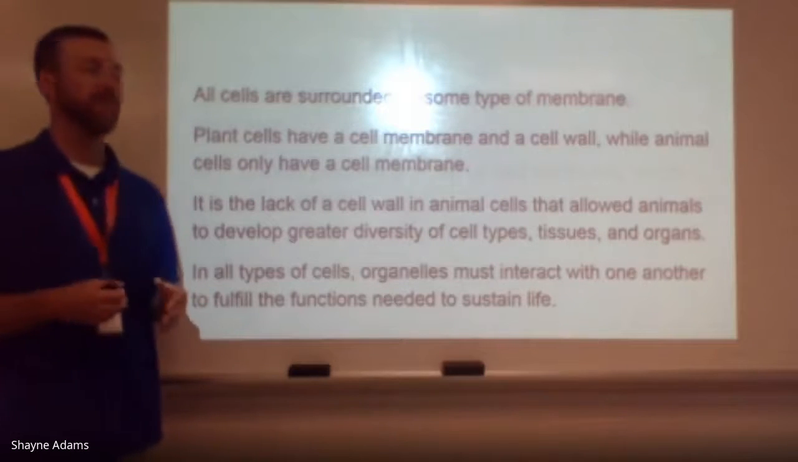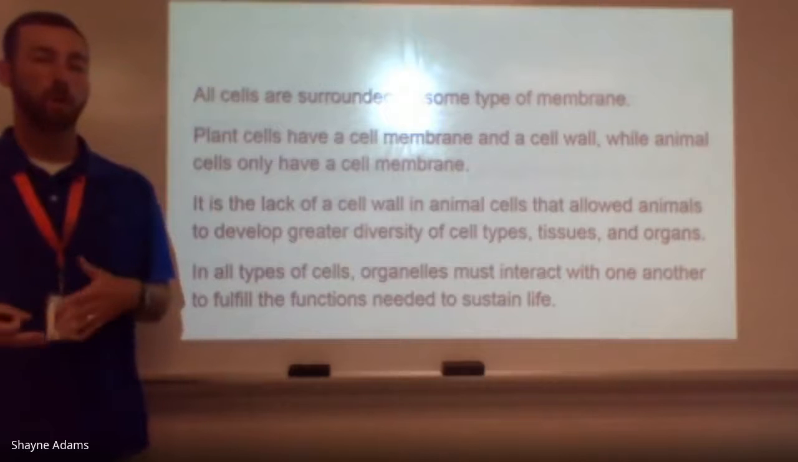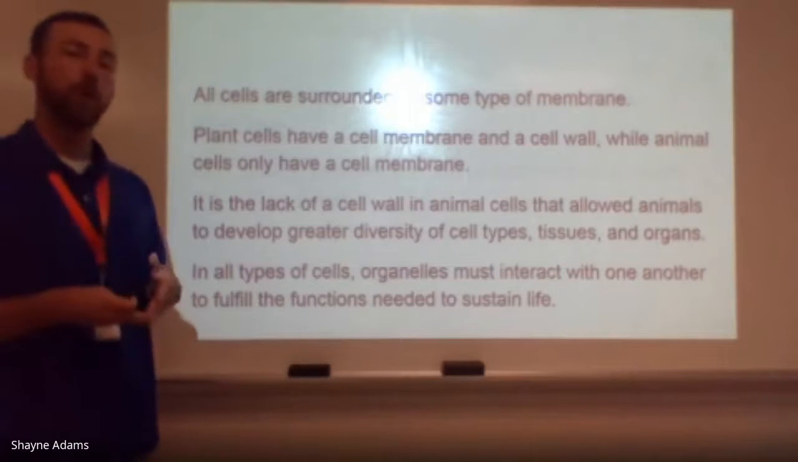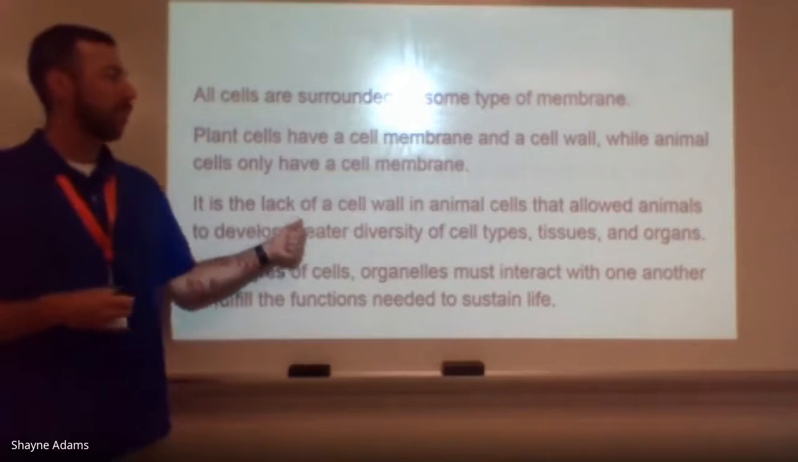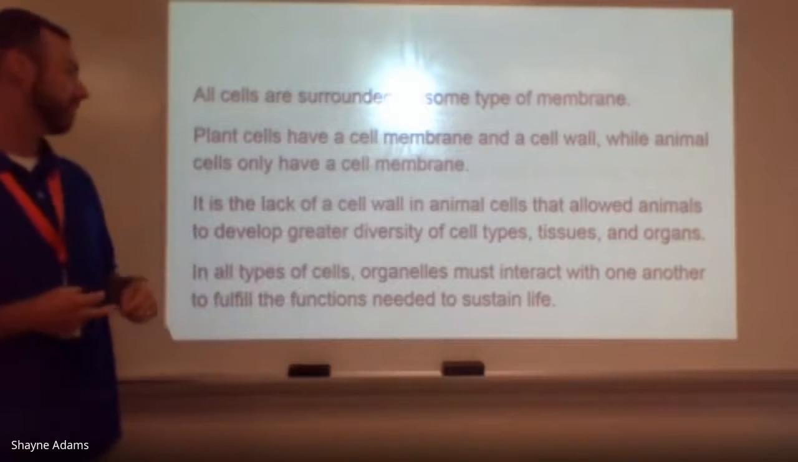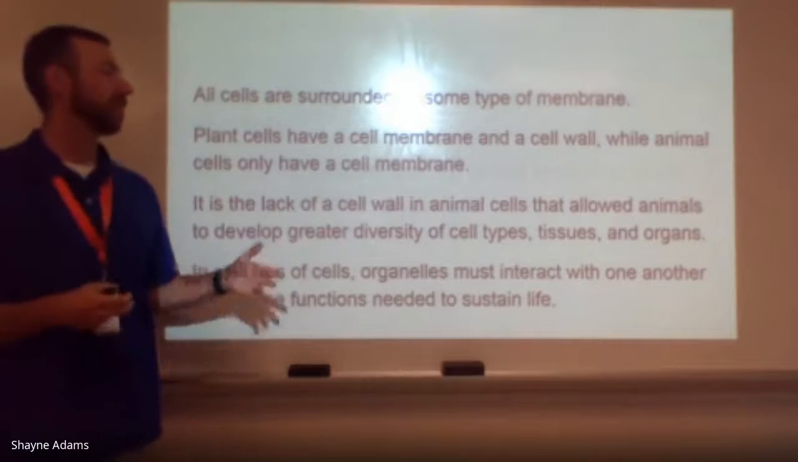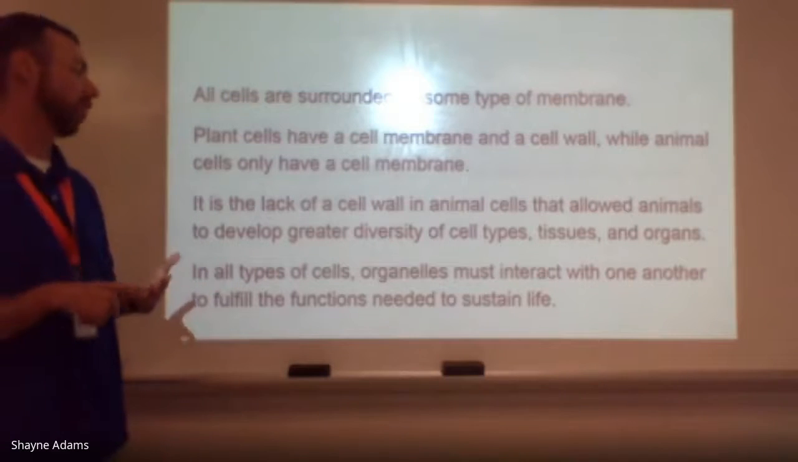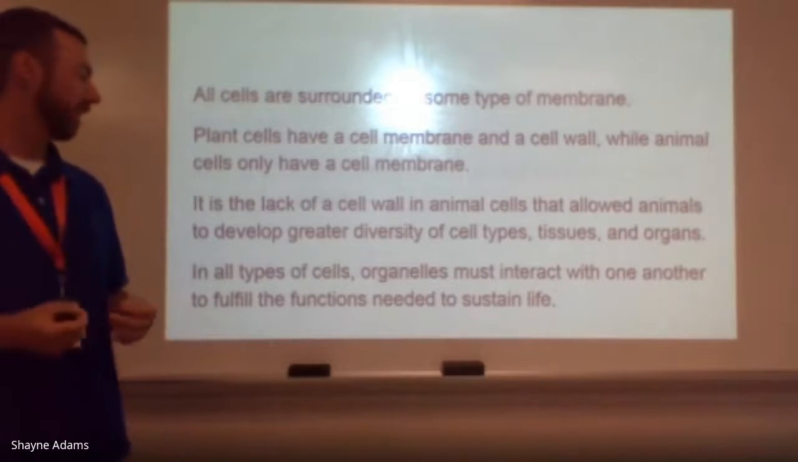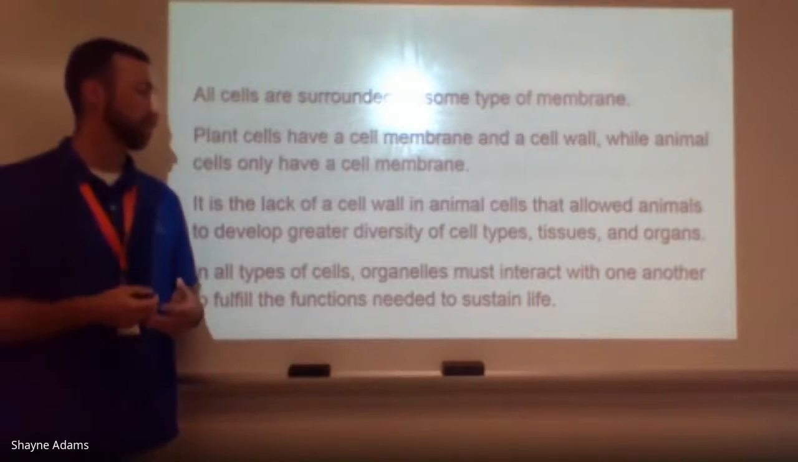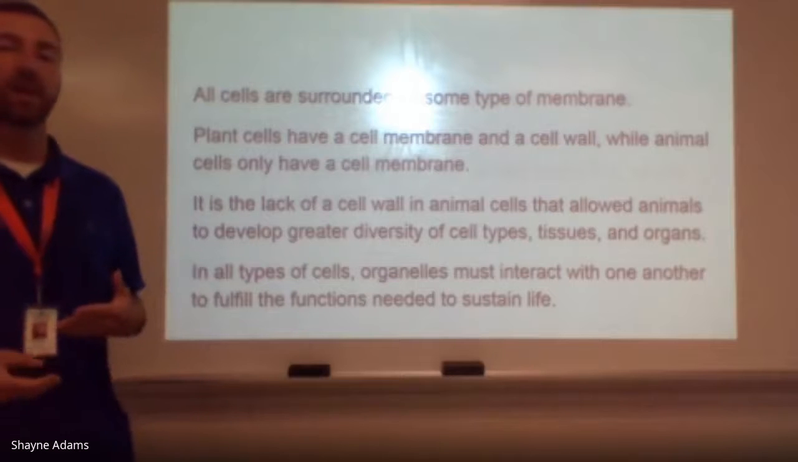Plant cells have a cell membrane and a cell wall, while animal cells only have a cell membrane. It's the lack of a cell wall in animal cells that has allowed animals to develop greater diversity of cell types, tissues, and organs. Now, in all types of cells, organisms must interact with one another to fulfill the functions needed to sustain life. All right?